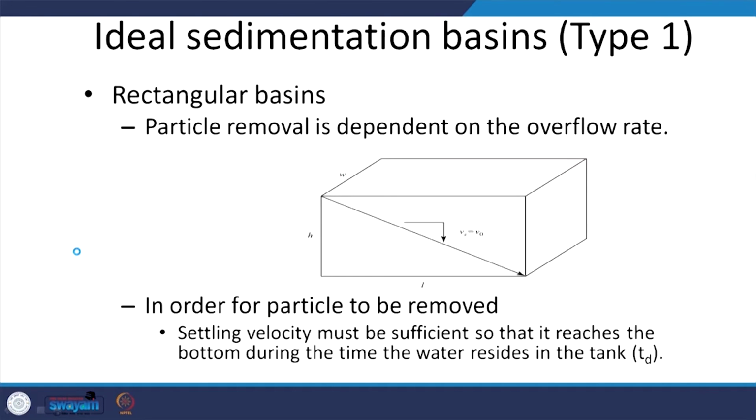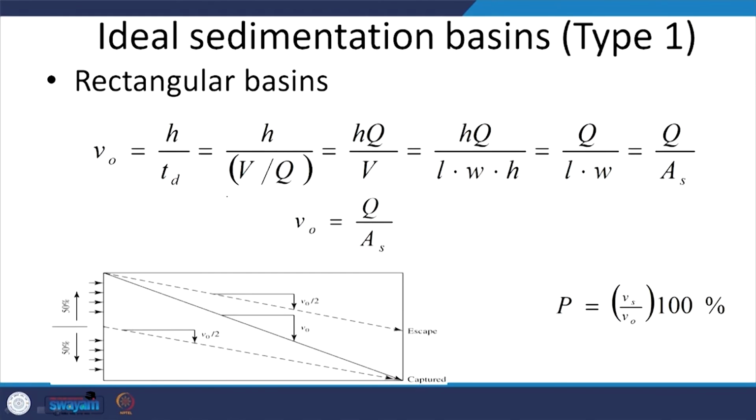So, what do we have? Rectangular basins, particle removal is dependent on the overflow rate, which we just looked at, and obviously, as we mentioned, the settling velocity must be sufficient such that it reaches the bottom, or reaches this sludge zone, during the time that the water resides in the tank. That is something that we looked at, and we calculated this and came up with our surface overflow rate, and we looked at this particular case as in V naught out here just captured.